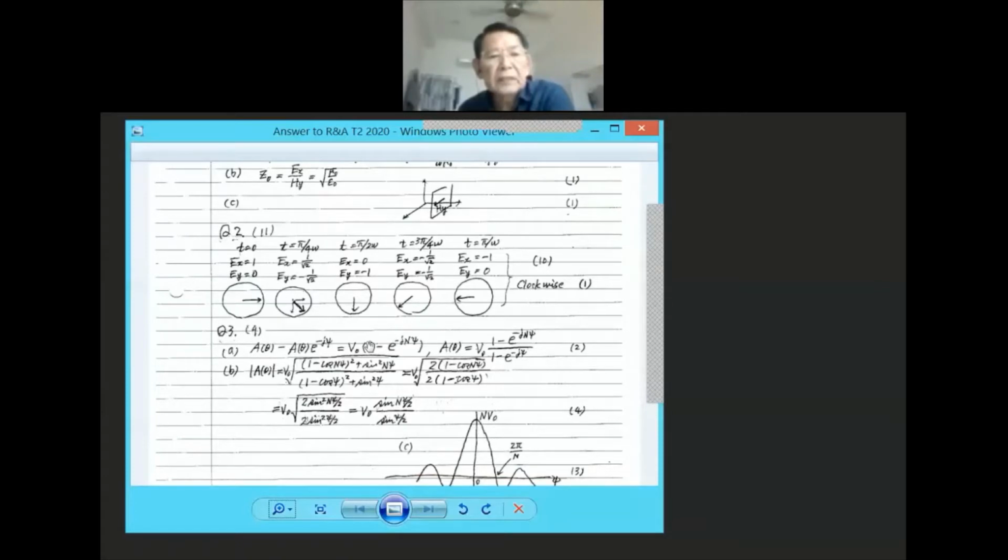Then question two. This is circular polarization. So maybe the phase difference is 90 degrees.